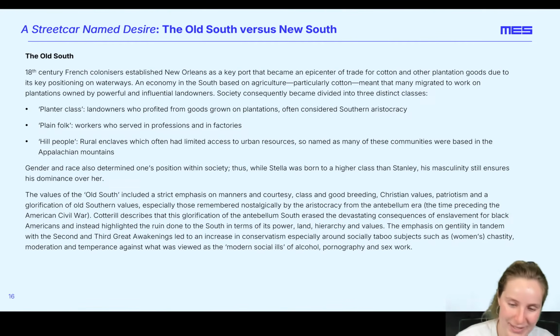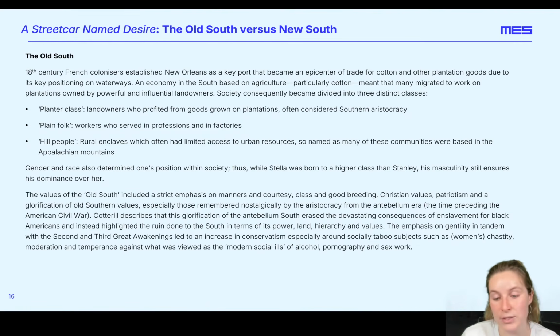Then we have the Old South. So 18th century French colonizers, 1700s, established New Orleans as a key port that became an epicenter of trade for cotton and other plantation goods due to its key positioning on waterways. An economy in the South based on agriculture, particularly cotton, meant that many migrated to work on plantations owned by powerful and influential landowners. Society consequently became divided into three distinct classes.